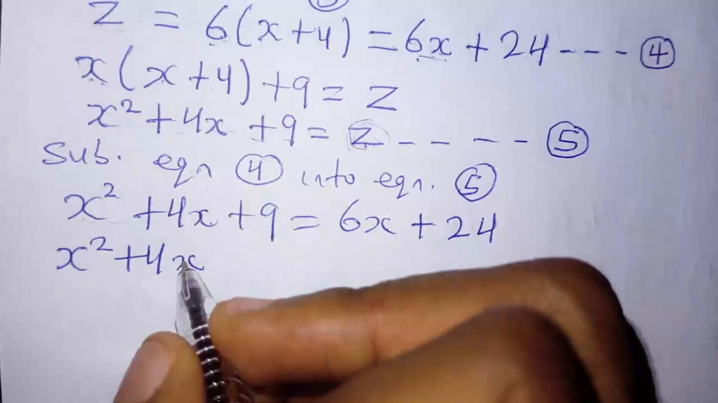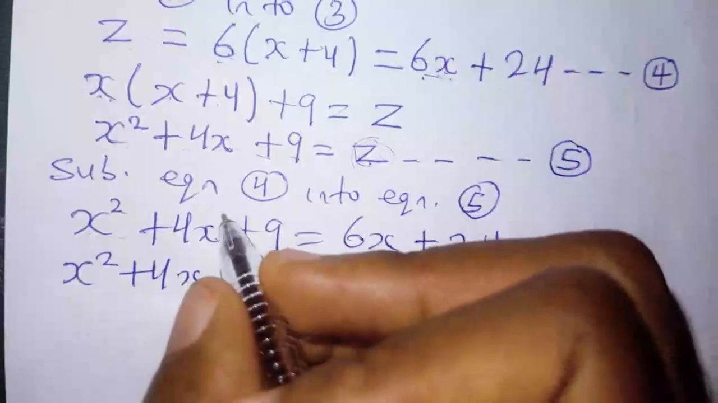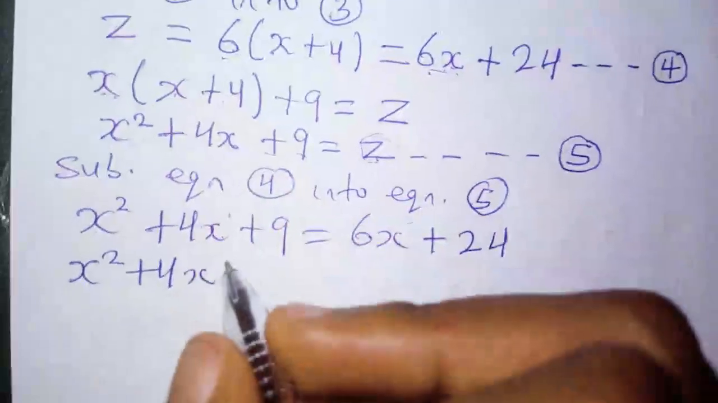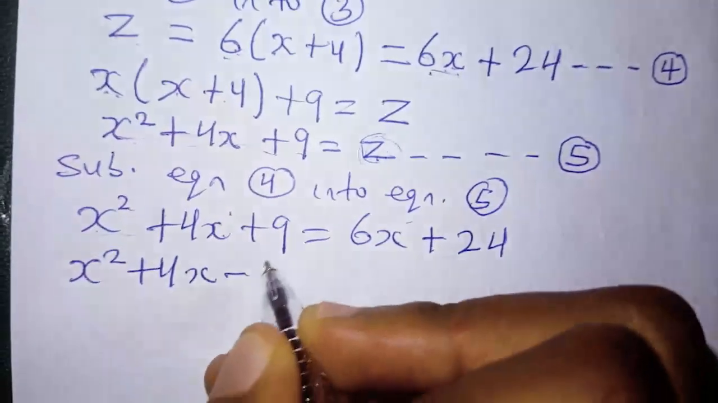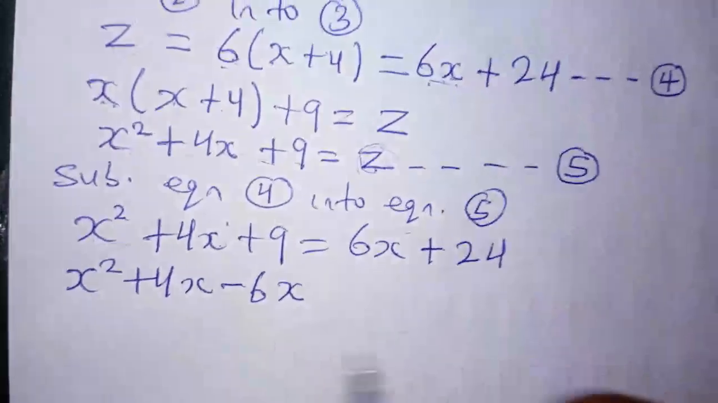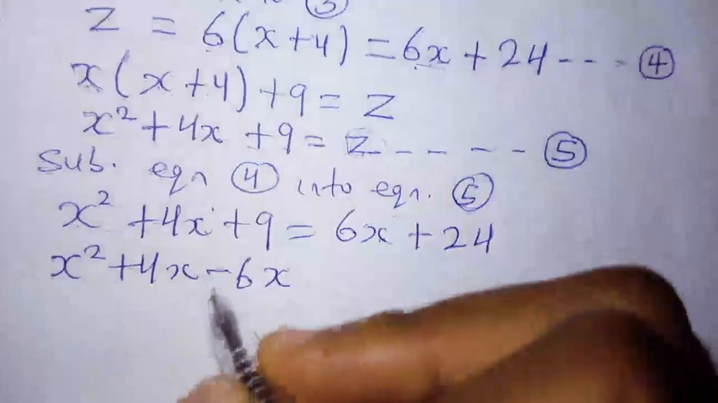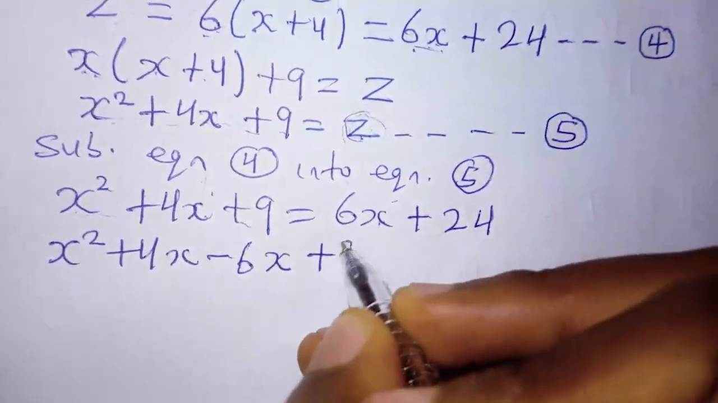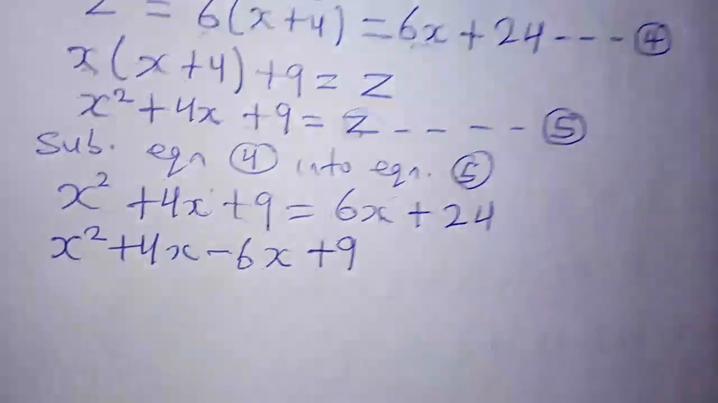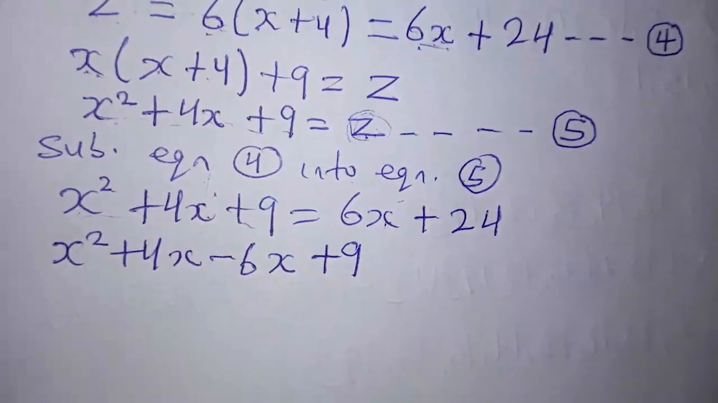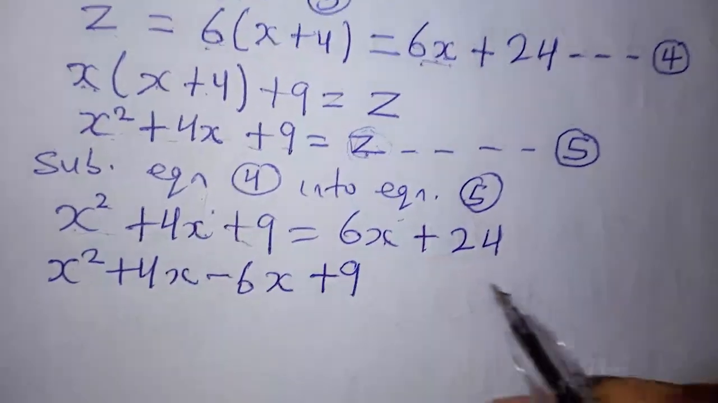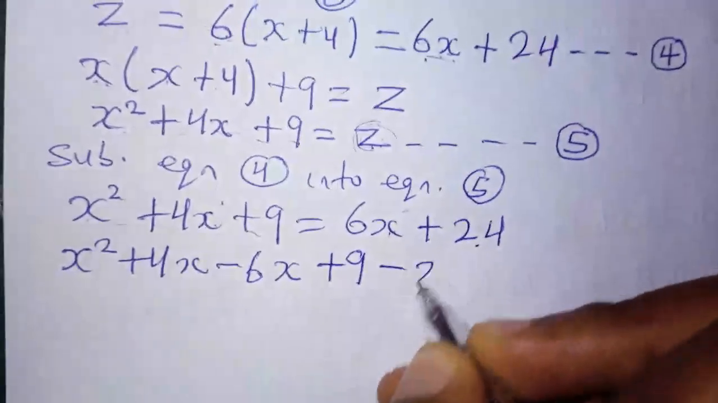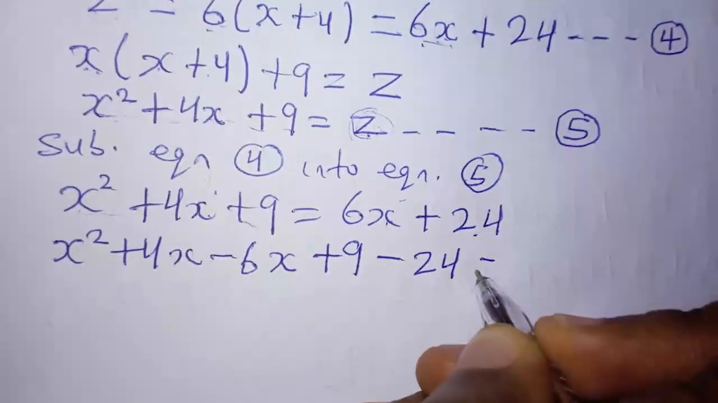To meet its relative, they are both having power 1 for the x. So when 6x crosses here, remember that it becomes minus 6x. All I've just done here is to bring this to this side. Remember, we still have plus 9 on this side. I think you know how to collect like terms. So plus 24 will also come here. It becomes minus 24.